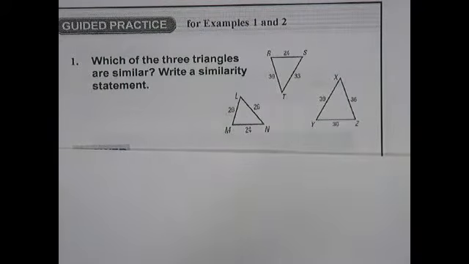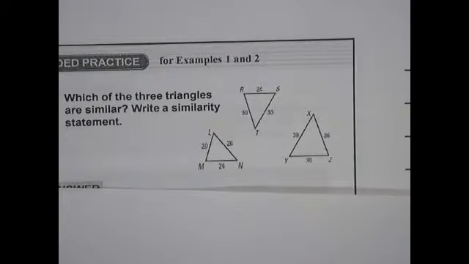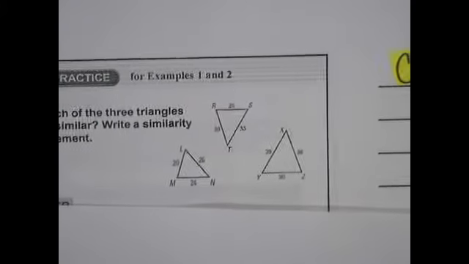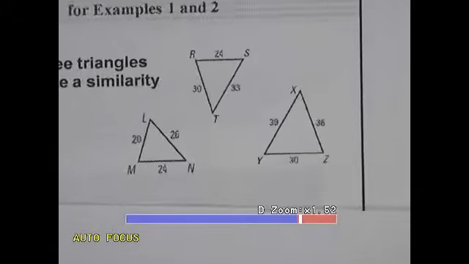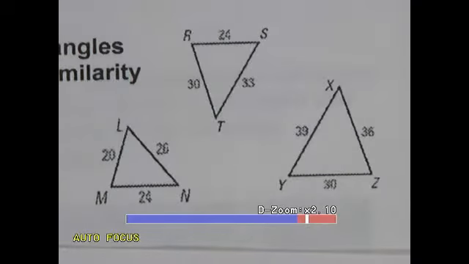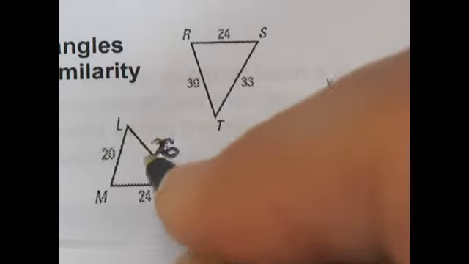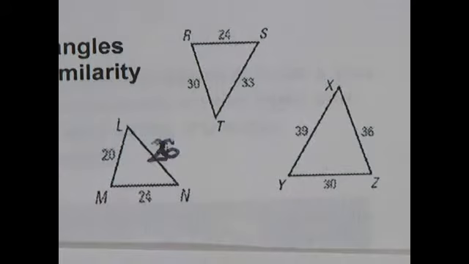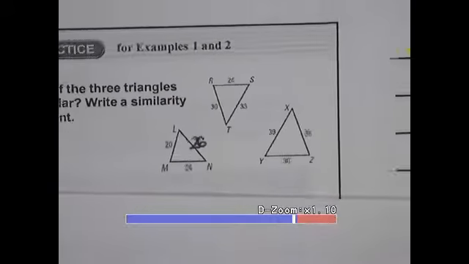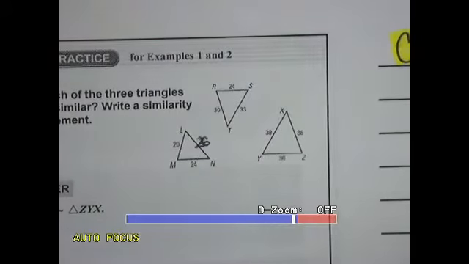Okay, the next one I'd like you to look at and then try. I'll zoom in on it, and you are going to have to write a detailed solution, and I will check it first thing tomorrow. Which of these three triangles are similar, and write a similarity statement. I'll zoom in here so you can see this. This, I believe, is a 26. So pause the video, write out your detailed solution, and I will check that first thing tomorrow.